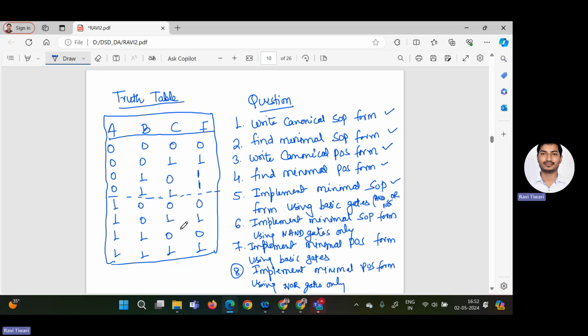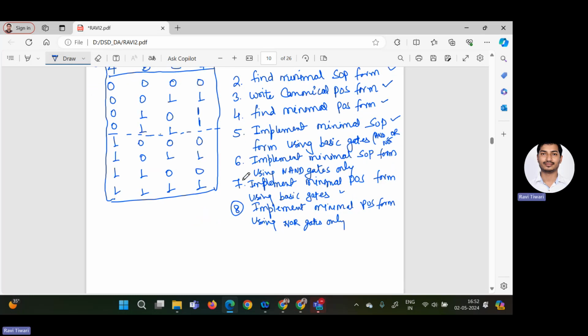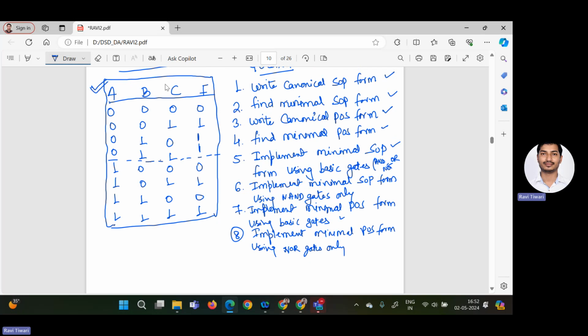Then we have to implement the minimal SOP form using the NAND gates only. And then we have to implement the minimal POS form using the basic gates. And the last one we will see: implement the minimal POS form using NOR gates only. So for this we have taken one truth table. A, B, C, F is the output. We have three inputs, A, B, C, and we have F as an output.